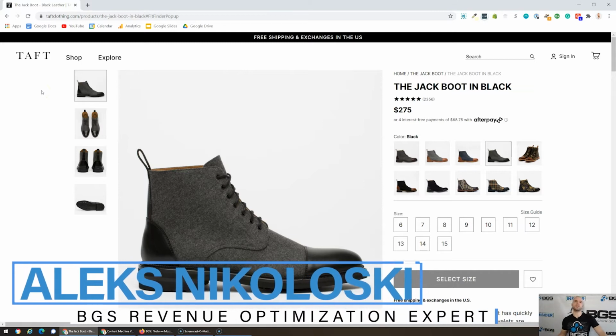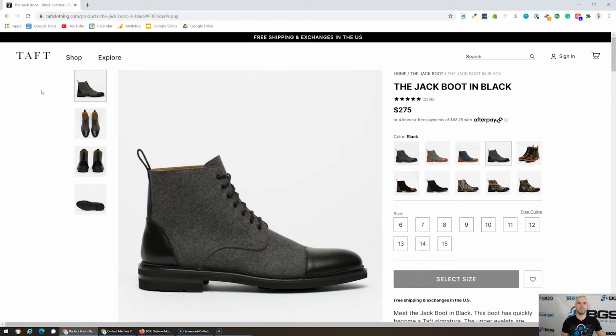I'm a revenue optimization expert and I help e-commerce businesses grow and scale by optimizing their store. And on this training, we're going to talk about the #1 best Shopify app for reviews, okay? We're going to cover all the do's, the don'ts, and everything in between. So let's get started.